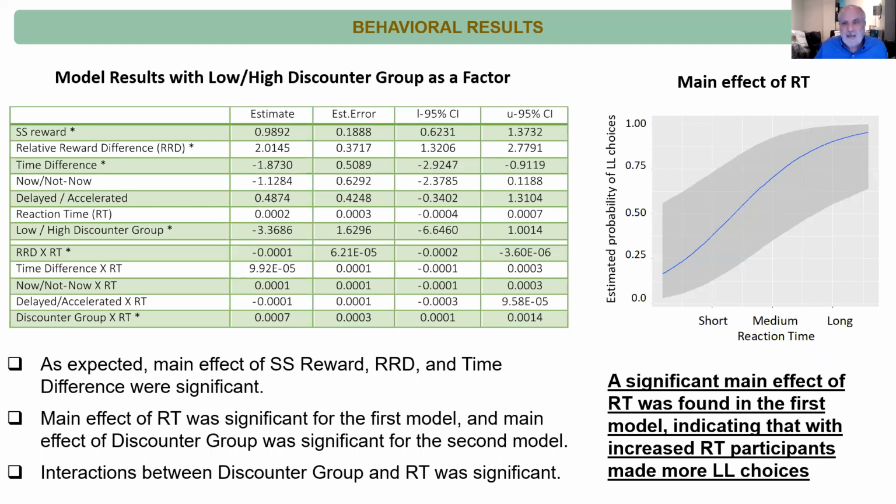The results indicated a significant main effect for reaction time. That indicated that with increased reaction time, participants made more LL choices. We also had a main effect on the SS choice of the reward size, the relative reward difference, and the time difference. As mentioned, the main effect of reaction time was significant in our first model. And in our second model, the discounter group also was significant. Furthermore, the interaction between the discounter group and reaction time was significant.